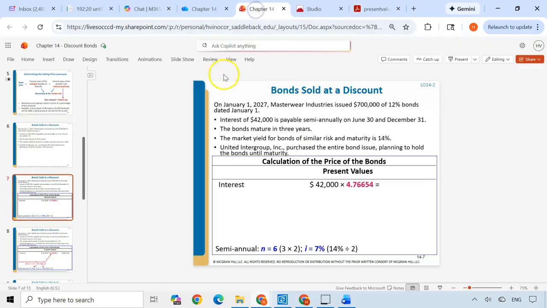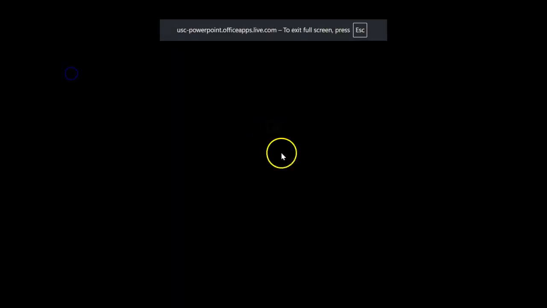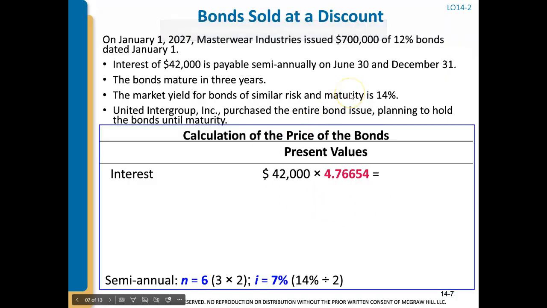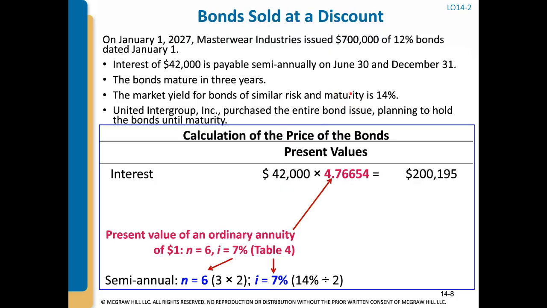4.76654. So then I go back here and I'm going to take my interest payment that's paid every 6 months, multiplied by that factor 4.76654, and I get $200,000. Okay, that's the first part of my calculation for the selling price.